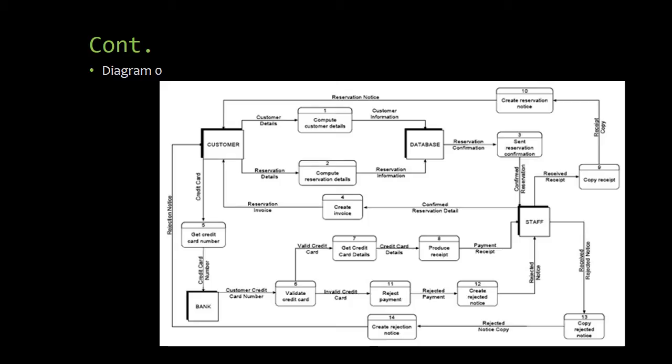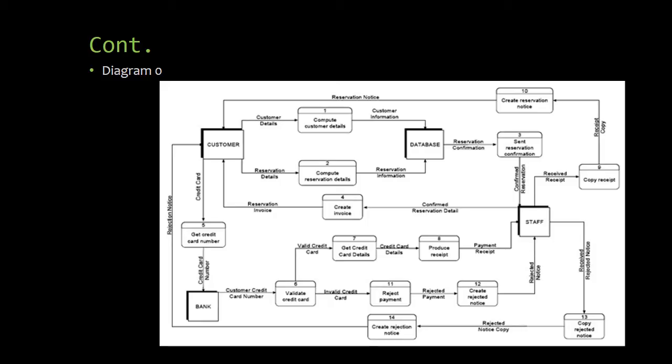Okay, thank you, Zahra. This is Yana Fasila. I will be explaining diagram 0 of our DFD. Process 1 and process 2 occur at the same time. It is from the customer. The customer will give his or her customer detail as well as the reservation detail to the system. The database will later receive both of them, and from the database there will be an output named reservation confirmation, and from there a process will occur, namely sending the reservation confirmation to the staff.